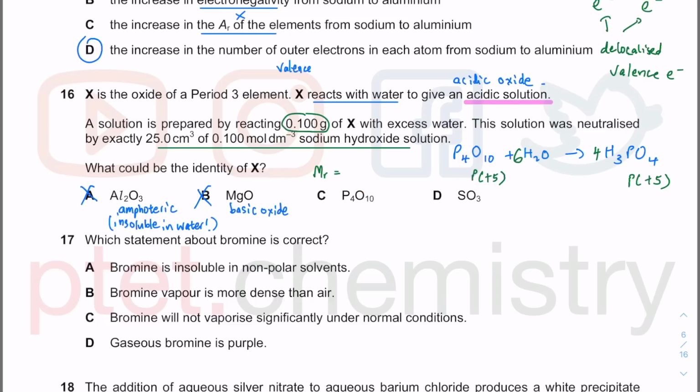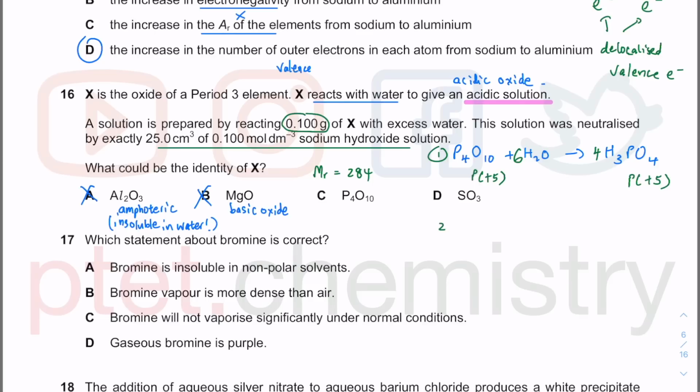From your periodic table, where is your periodic table? I have a look at phosphorus. I think it's 31.0, times 4, plus 16.0 times 10. I get 284. I only need to check for one, right? Remember, if this is the answer, I will get this to match the mole of the sodium hydroxide that reacts, if I have a balanced equation.